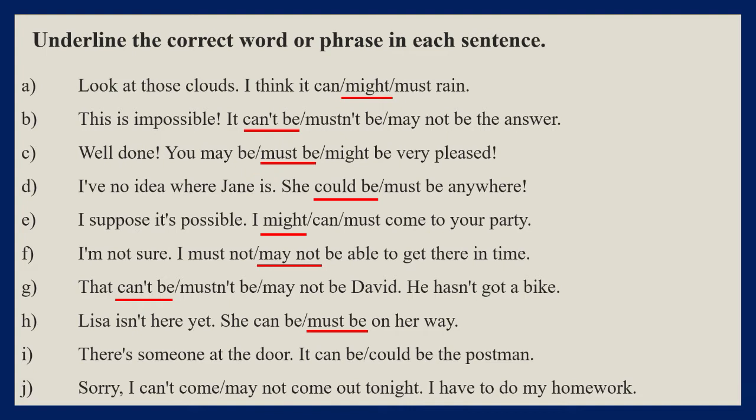I. There is someone at the door. It could be the postman. Again, we are guessing, we are expressing probability in here. J.